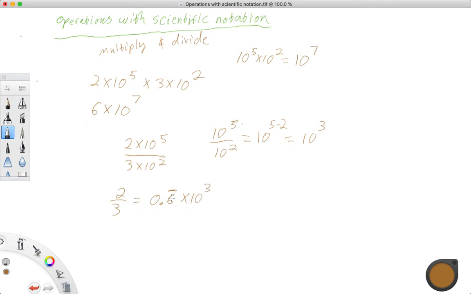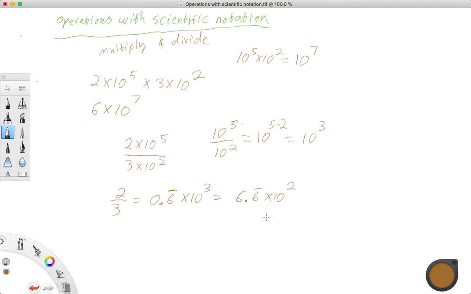But this is not between 1 and 9. We need the decimal place to move over 1. So if we move the decimal place over 1 to the right, we need to subtract 1 from our power. So this is going to be the same thing as 6.6 repeating times 10 to the 2nd power. And we would probably just round this to 6.7 or 6.67 times 10 to the 2nd power. But we'll just leave it like this for now.